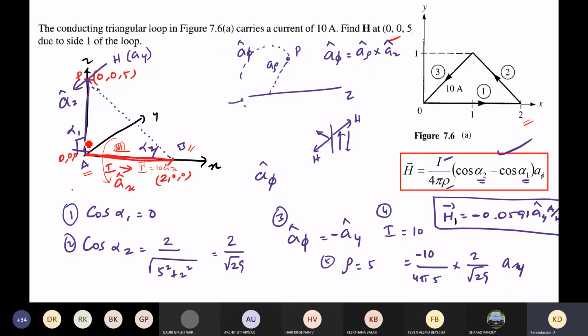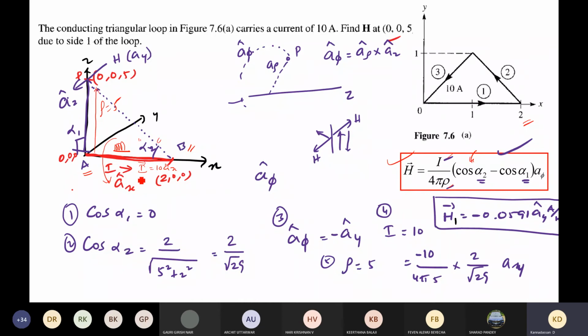The alpha 1 will be calculated with respect to A, and the alpha 2 will be calculated with respect to B. Therefore we have to calculate this cos, and this problem can be directly represented here. I is known, and rho is the particular point at 0, 0, 5, which is exactly located at rho equal to 5. Then you have the value of rho, and we are supposed to calculate alpha 2 and alpha 1. Alpha 2, you can easily say, is going to be 90 degrees. Therefore, cos alpha 1 will become 0. What about cos alpha 2?